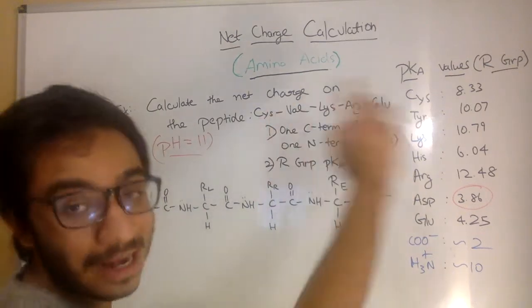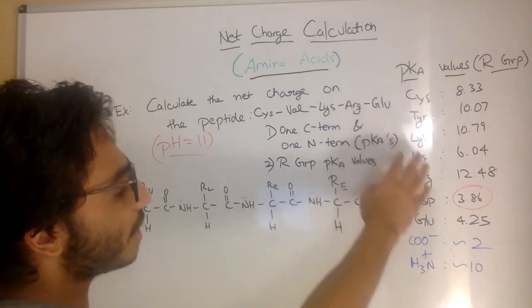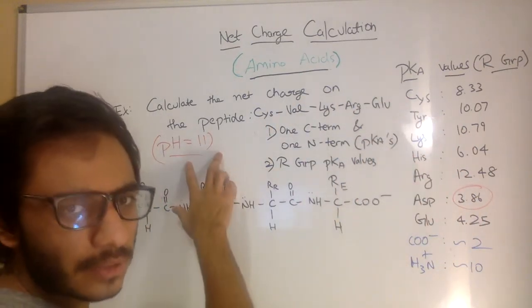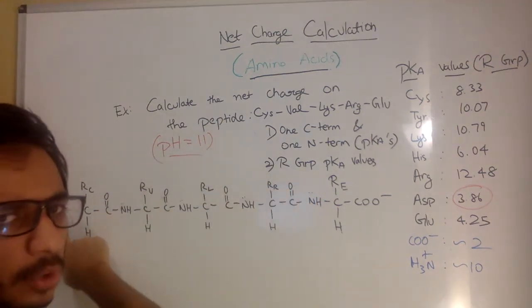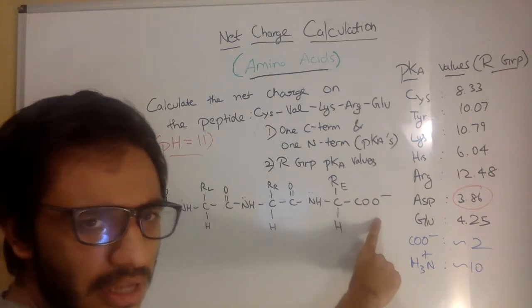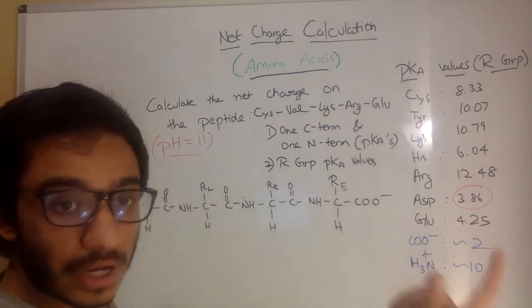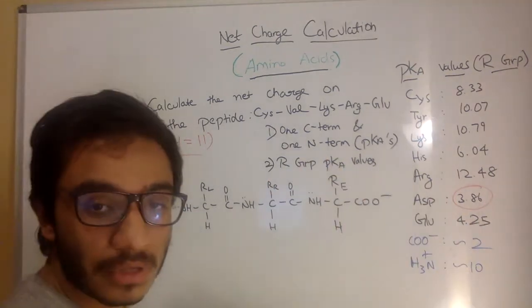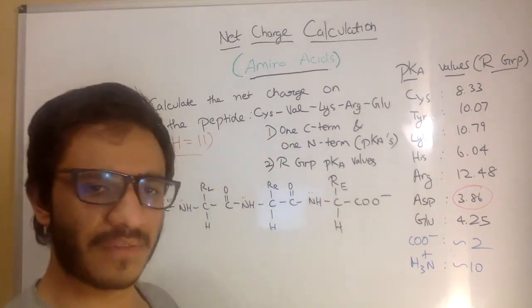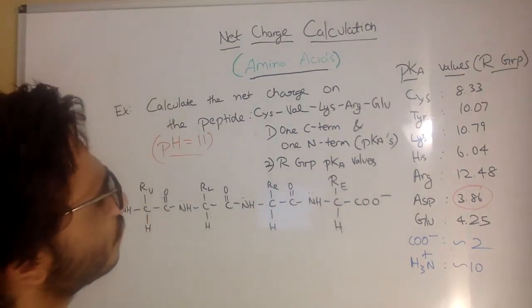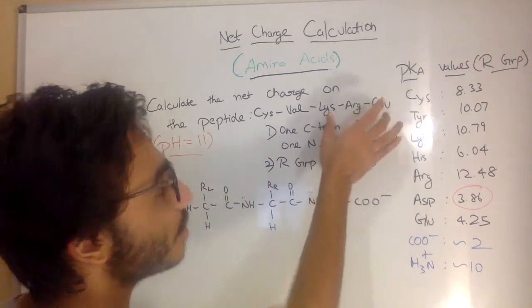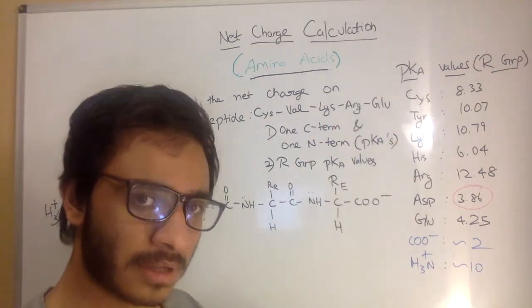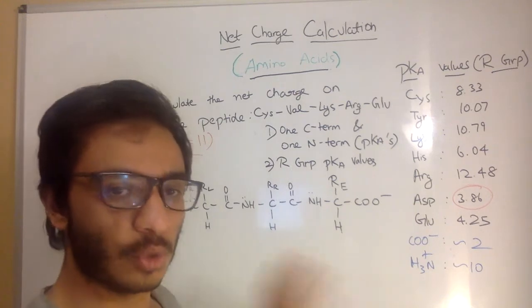So once you get that out of the way, you consider the pK values at the pH that you're given for these two terminal amino groups and carboxy groups. Then you can go on to calculate the pK values for the R groups. In this case, we'll consider only lysine, arginine, and glutamic acid. Why? Because only these three amino acids are charged. Cysteine and valine are neutral, right?